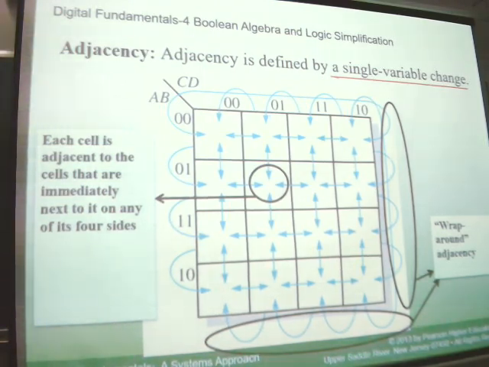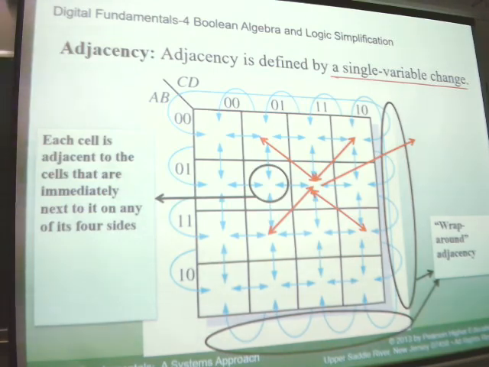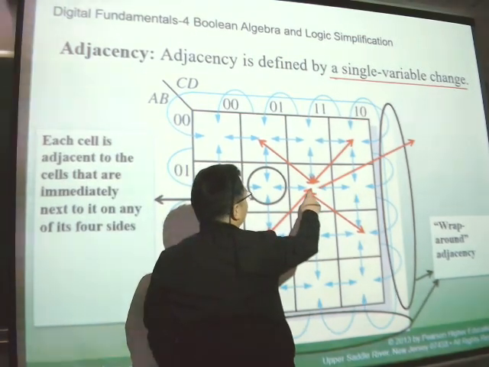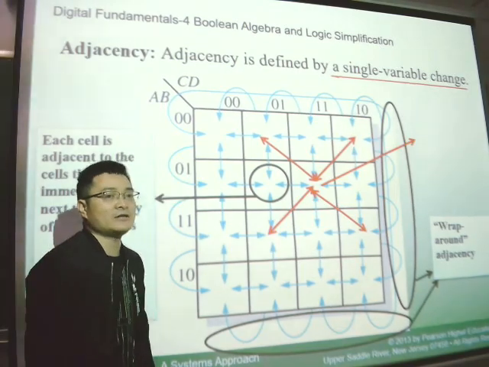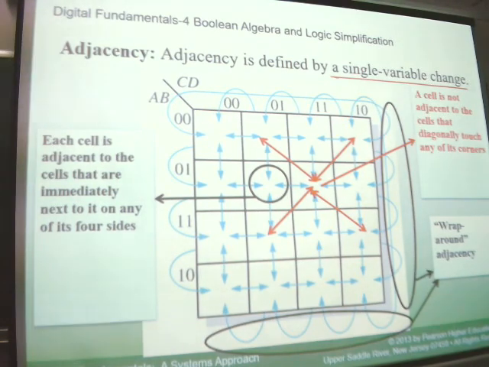But for the diagonal side, a cell is not adjacent to the cells that diagonally touch any of its corners. For this cell, the 4 cells are not adjacent to it because they are in the corner.